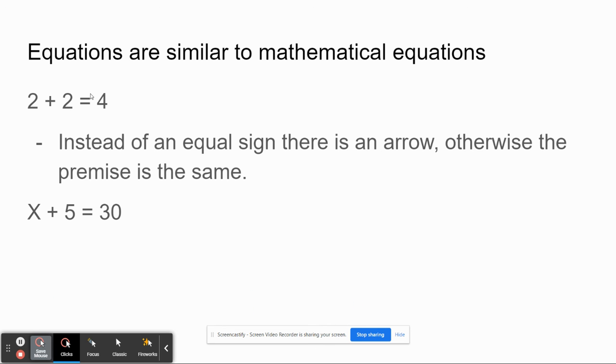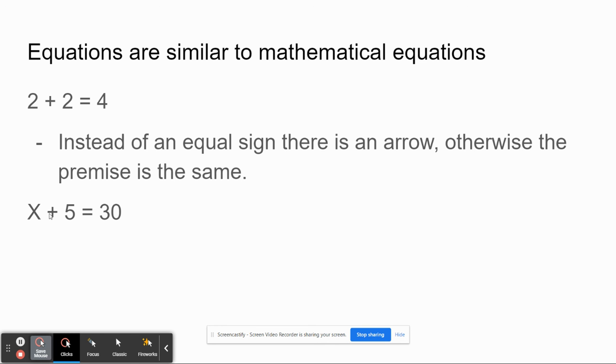So it's very similar to math. If you think of what is 2 plus 2, well, it's the same as 4, right? So this side of the equation, 2 plus 2 is 4. 4 is 2 plus 2, so it's the same thing. But instead of an equal sign, there's an arrow. But otherwise, the premise is the same. What you have on one side of the equation is the exact same as what you have on the other side of the equation.